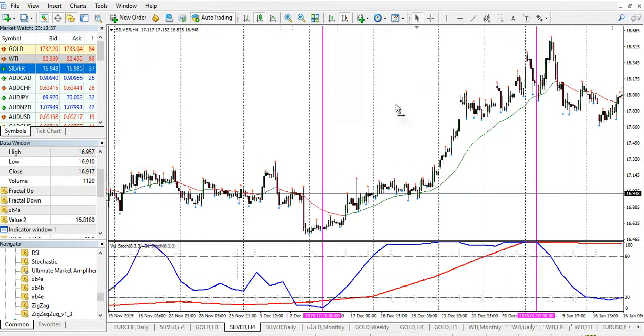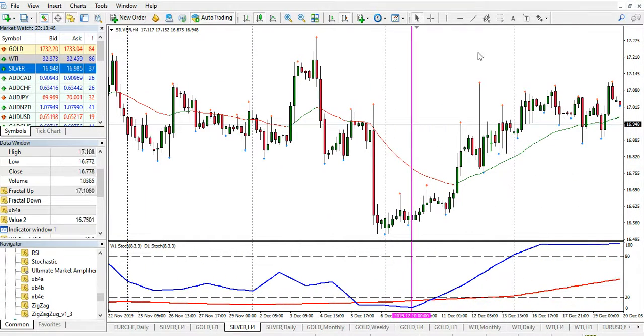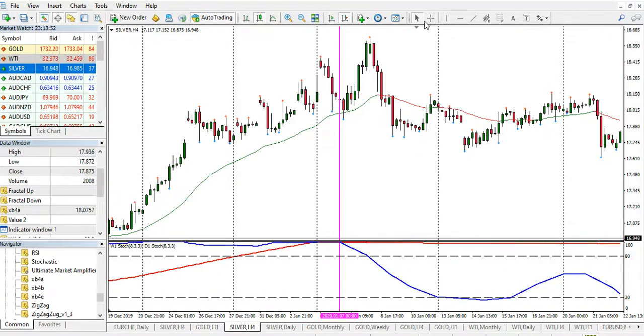Whenever you're buying, your stop is going to be below the last low of the U-turn. So if we're going to buy here, our stop will be below this low, okay? And if we're going to look to sell, our stop will be above the last high.